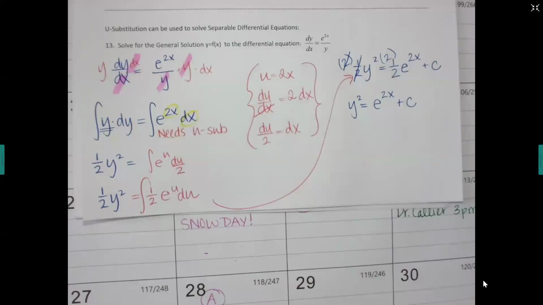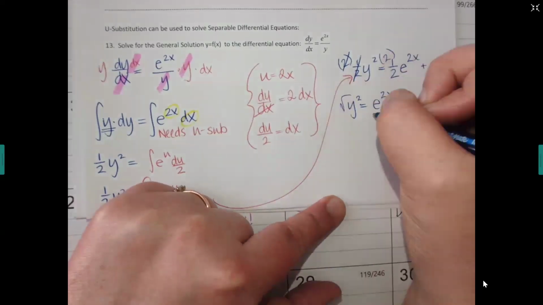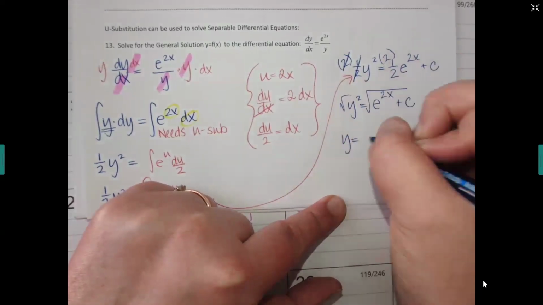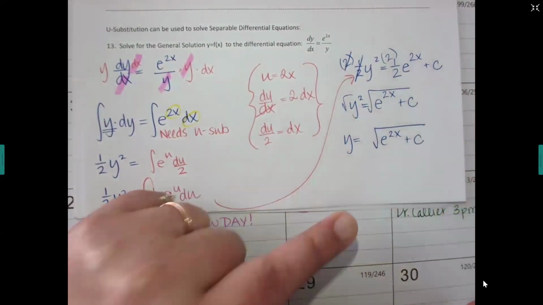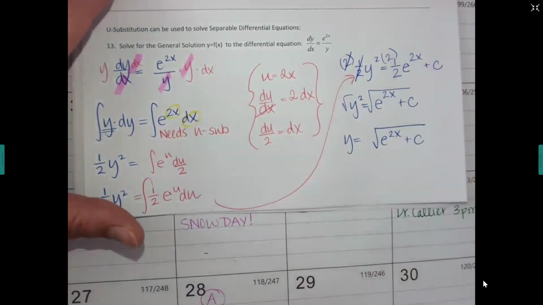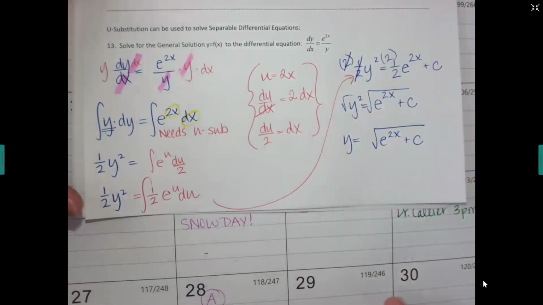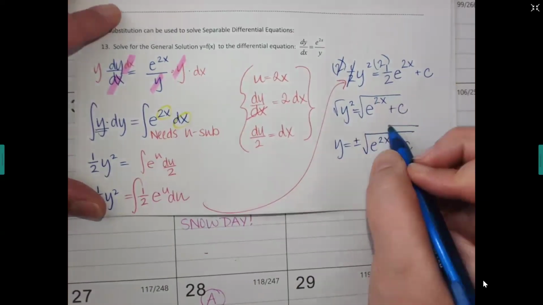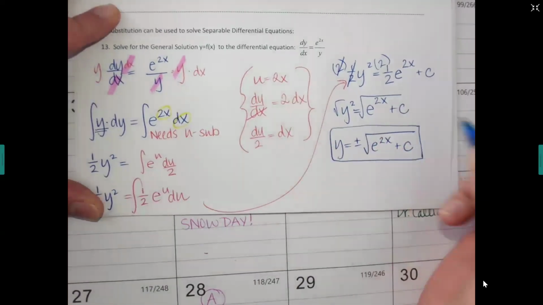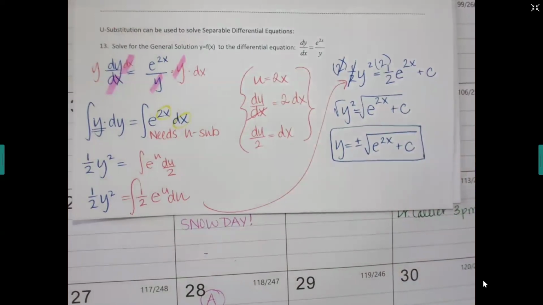If it's a y squared, I would take the square root. So I have e to the 2x plus c. Is that correct for my general solution? No. What am I missing? Okay, very good. Remember, your general solution, if you take a square root, should have a plus or minus on it. Then they didn't give you an ordered pair to find the c, so we can just leave it.